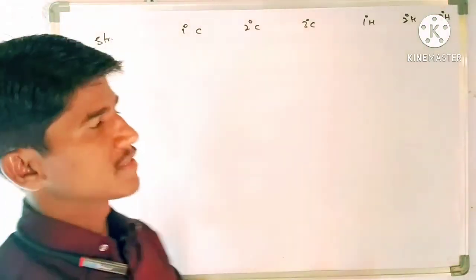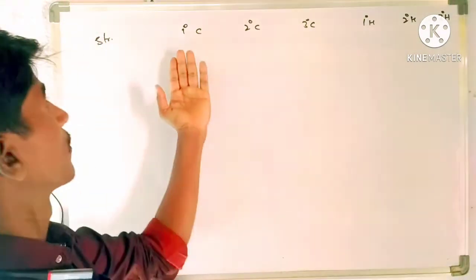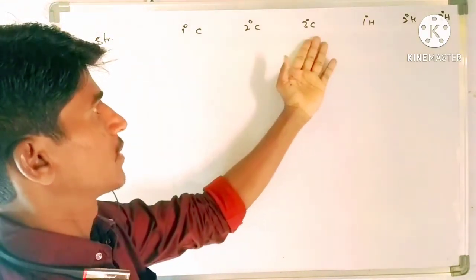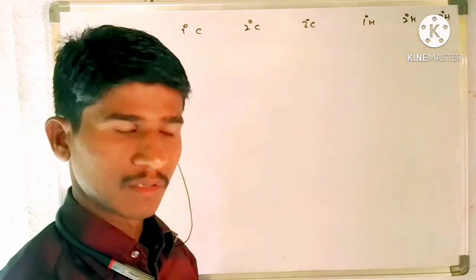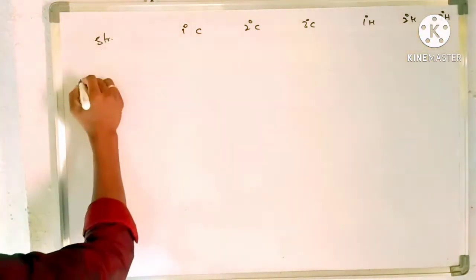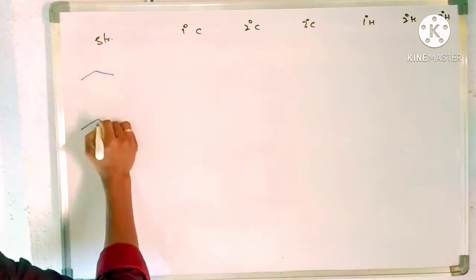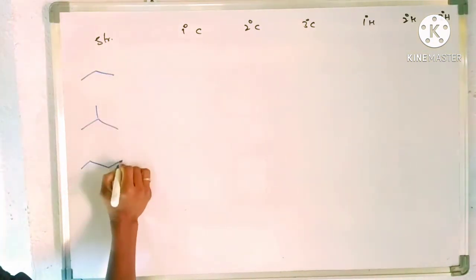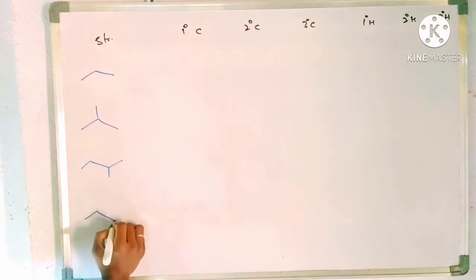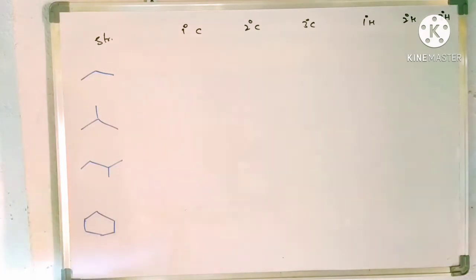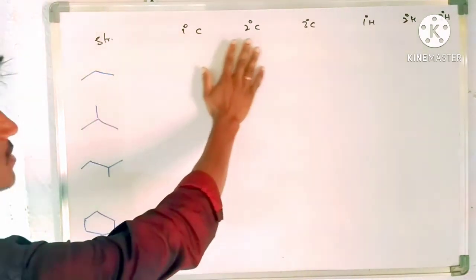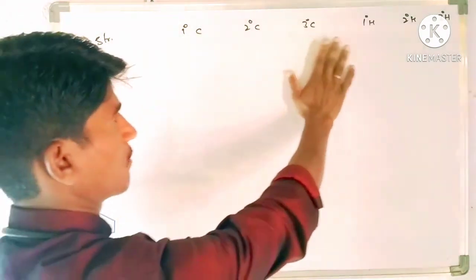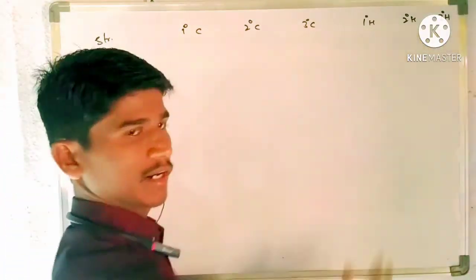Here, for the given structures, you have to calculate the number of primary carbons, secondary carbons, tertiary carbons, and primary hydrogens, secondary hydrogens, and tertiary hydrogens, if any. The structures are given here. So now calculate. In this structure, how many primary carbons, secondary carbons, tertiary carbons, primary hydrogens, secondary and tertiary hydrogens are there?